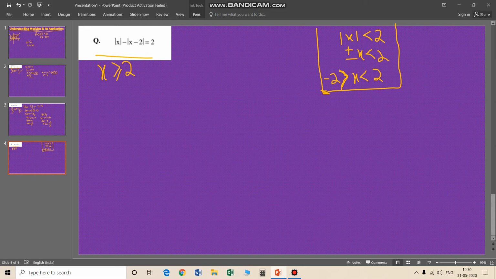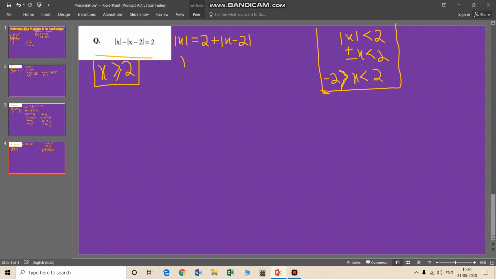But if we are going to solve it by our primitive main method, which is taking plus minus on the RHS, it will be a very long trick. I will show you the full process here. This is the equation. We will take mod x on the LHS and the remaining part on the RHS: mod x equals 2 plus mod of x minus 2.